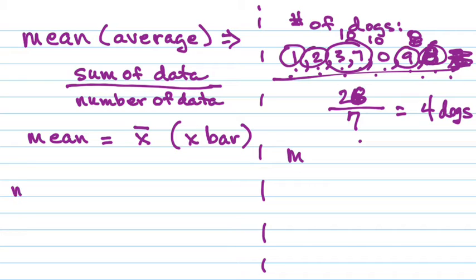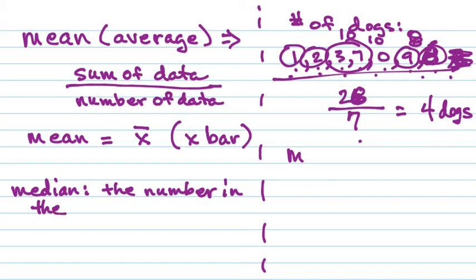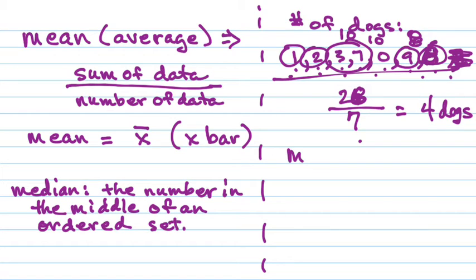The second one we're going to look at is something called the median. Now, if you were drivers, you would know that the median is that little strip in the middle of the road, right? You've probably heard of that anyway. The median simply means the number in the middle, but it's the number in the middle of an ordered set. So in other words, the numbers have to be in order for you to find the median.